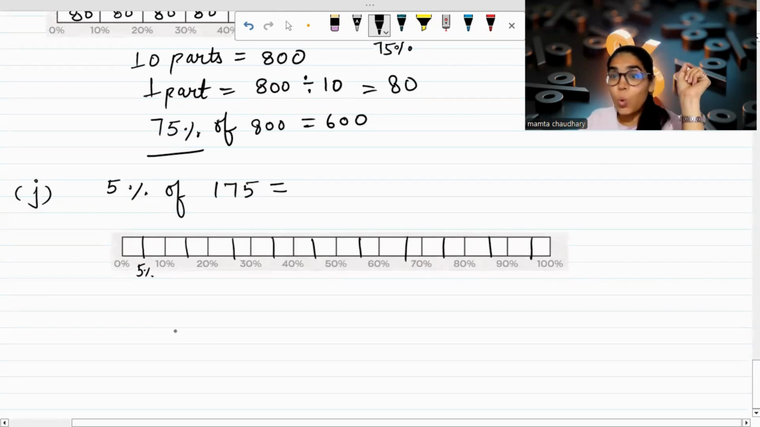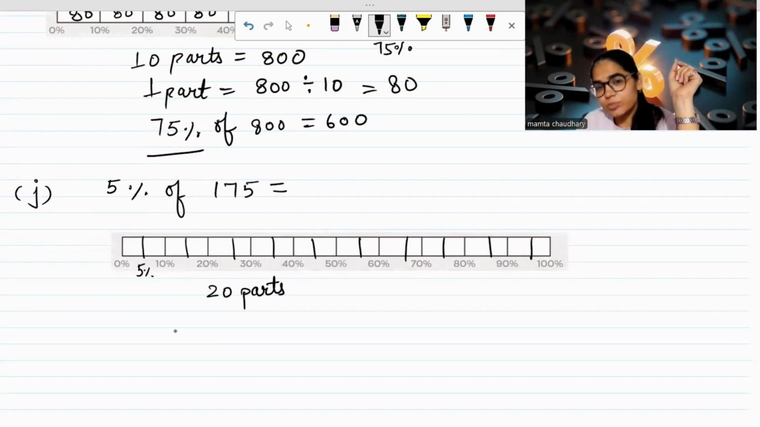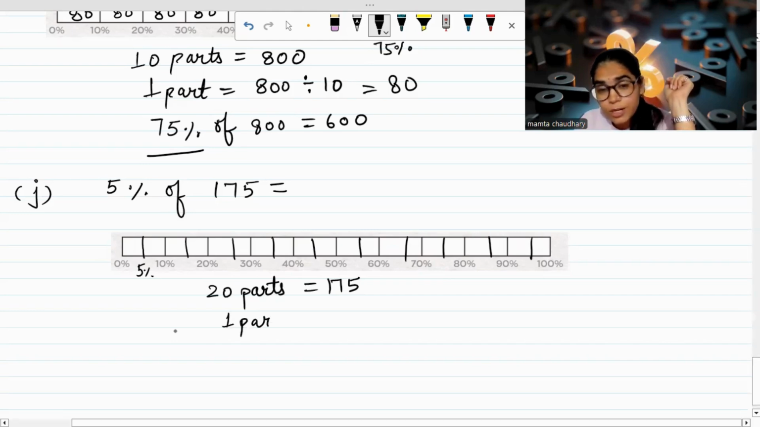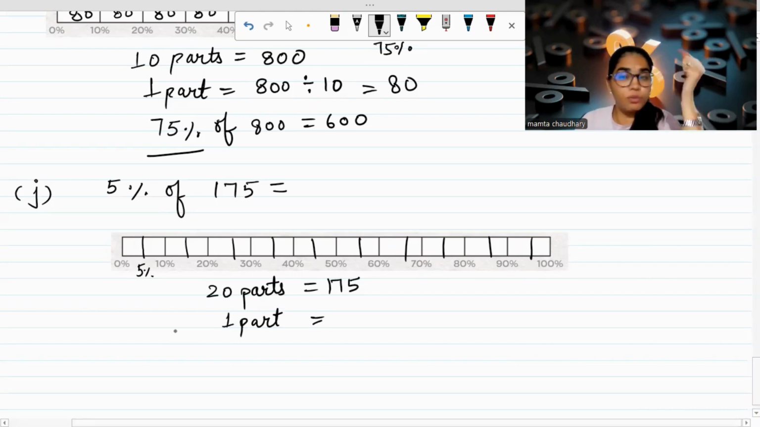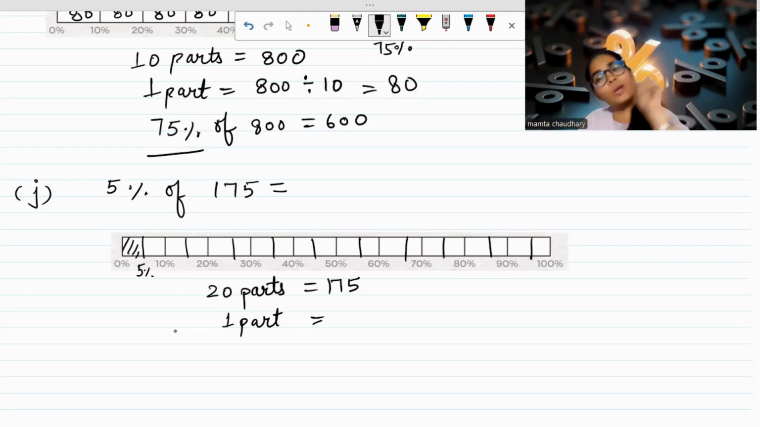And this is what? Whole. So 20 parts equals to 175. 20 parts equals to 175. So what will be the value of one part? Because see, first of all, we normally calculate one part. And here we have to calculate 5%, which is one part only. So that only we have to calculate. So 175 divided by 20. Let's divide.